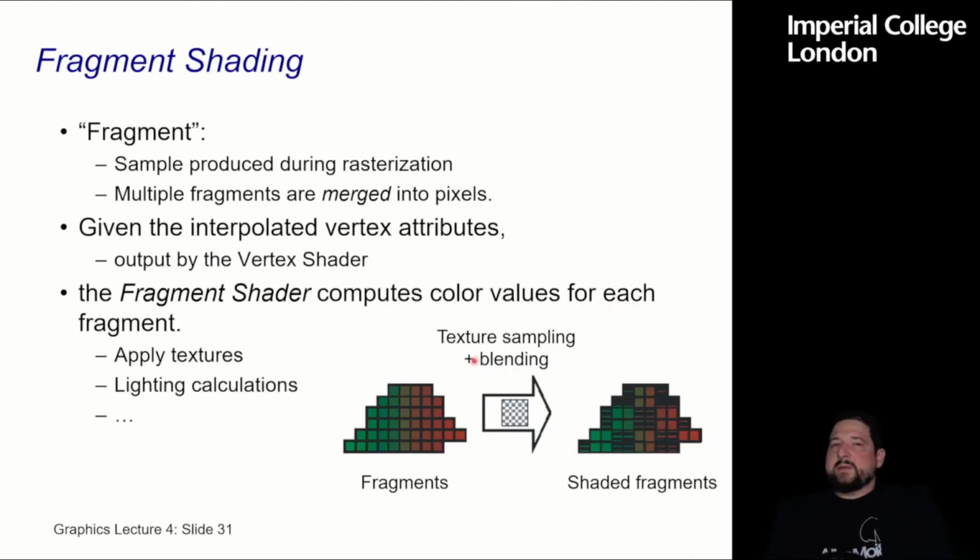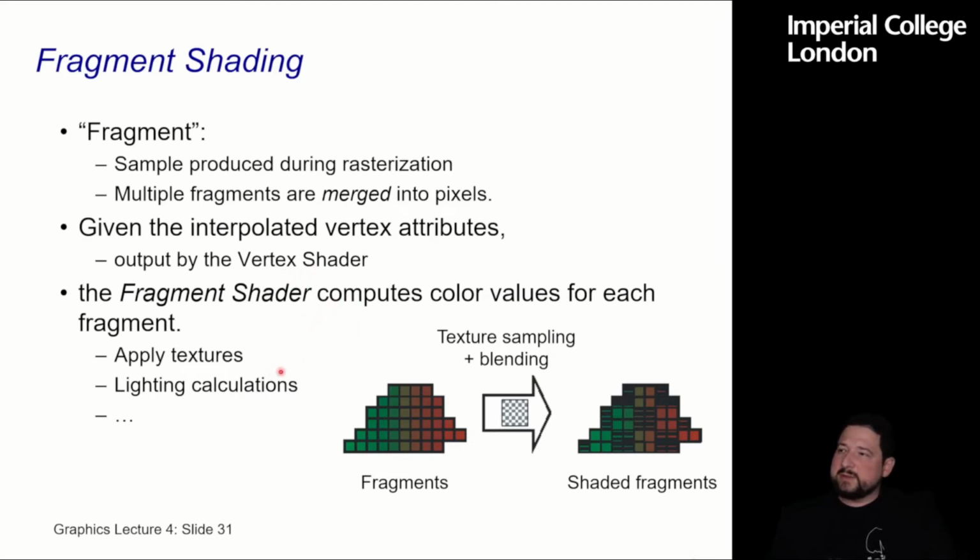Okay, so a fragment again is a sample produced during rasterization. There can be multiple fragments that would lie on top of each other on each of your potential pixels. That's why I also use the term pixel candidates for fragments. They could end up in a pixel, but not necessarily. The vertex attributes are really just the interpolated output of the attributes of the individual nodes coming out of the vertex shader.